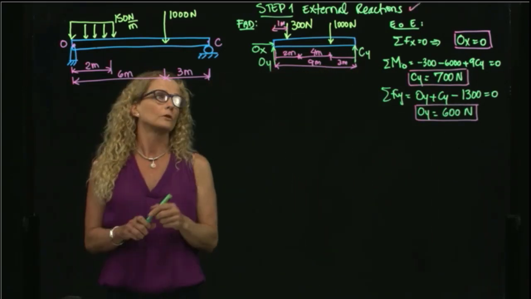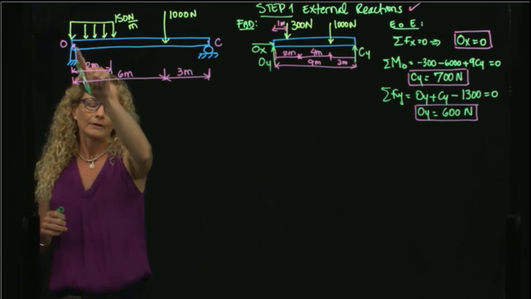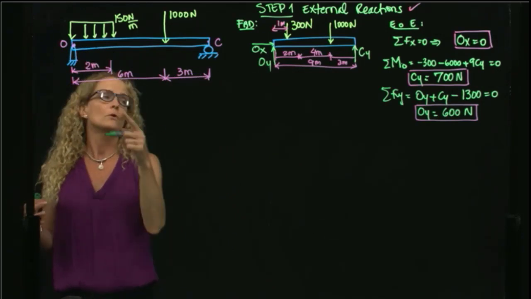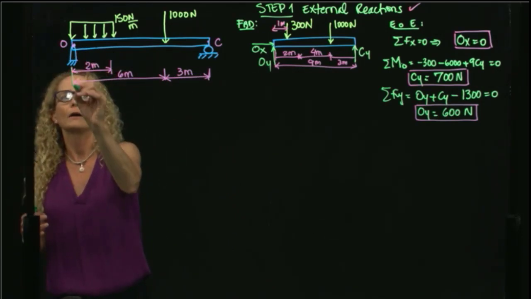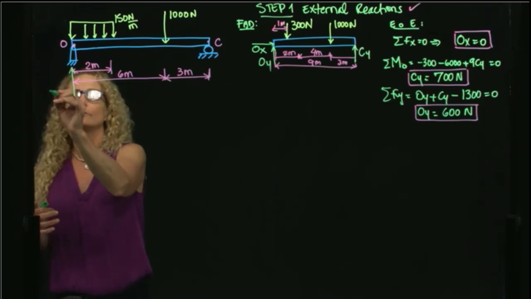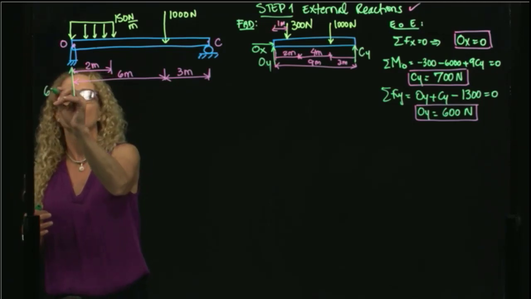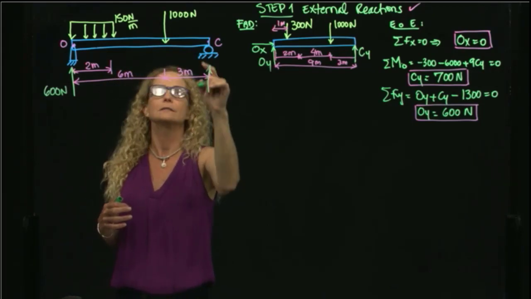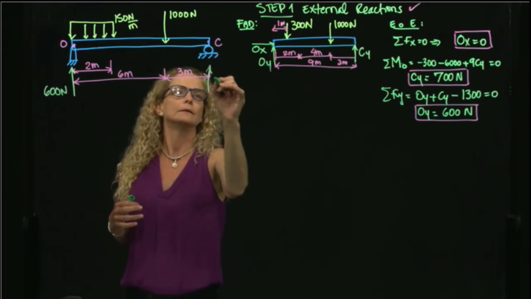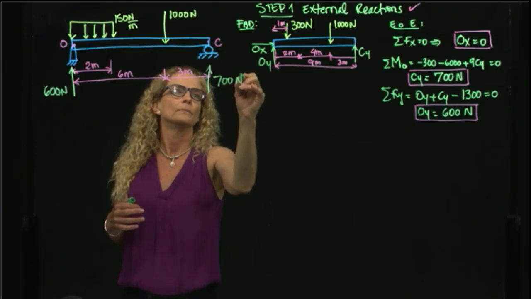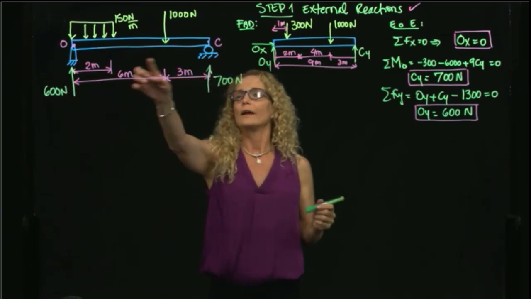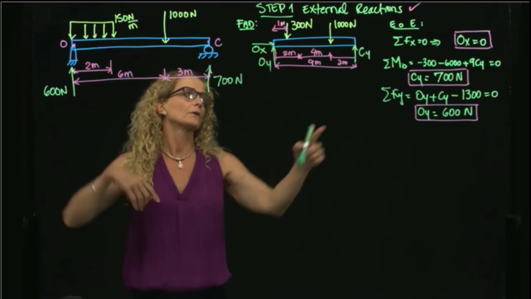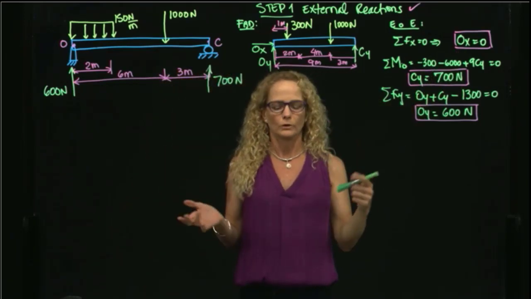We could substitute our external supports by the forces that we found. So here we have a force that is OY, which is 600 newtons, and here we have a force that is CY, that is 700 newtons. And as I said, we don't have any force in X because OX is equal to 0.